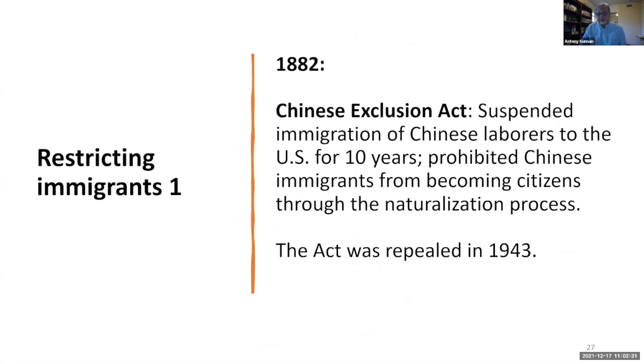In 1882, after a series of restrictive prohibitions in California, Chinese immigrants or Chinese residents who had worked successfully in gold mines in California and on the railroad operations linking the West with the East became less useful in the late 1880s, and the Chinese Exclusion Act suspended immigration of Chinese laborers to the US for 10 years. It prohibited Chinese immigrants from becoming citizens through the naturalization process. And the act was only repealed in 1943.